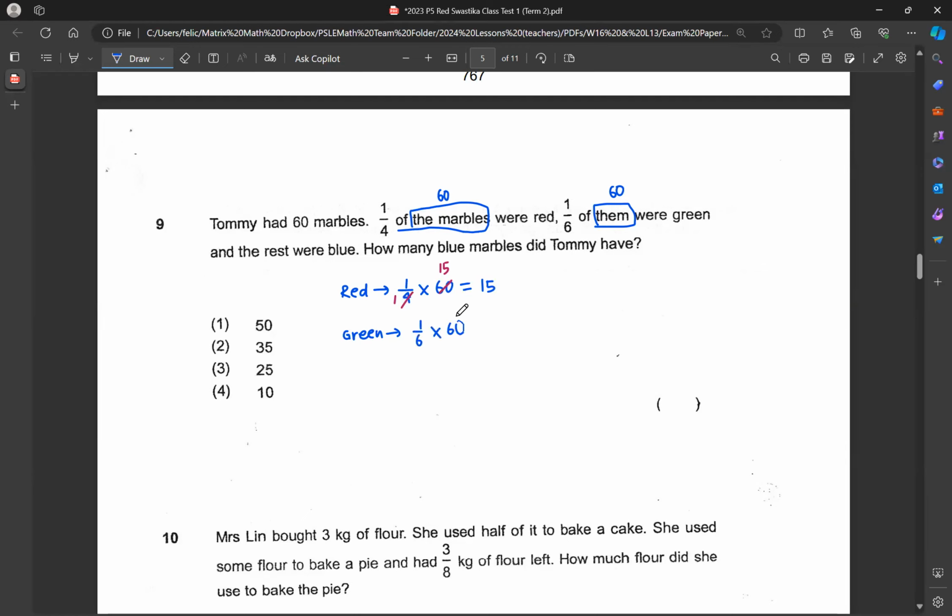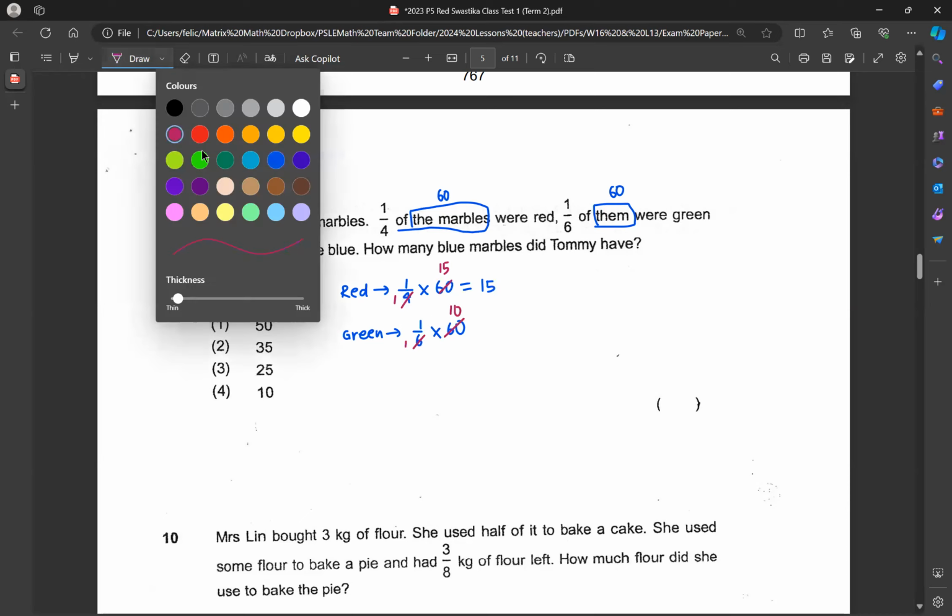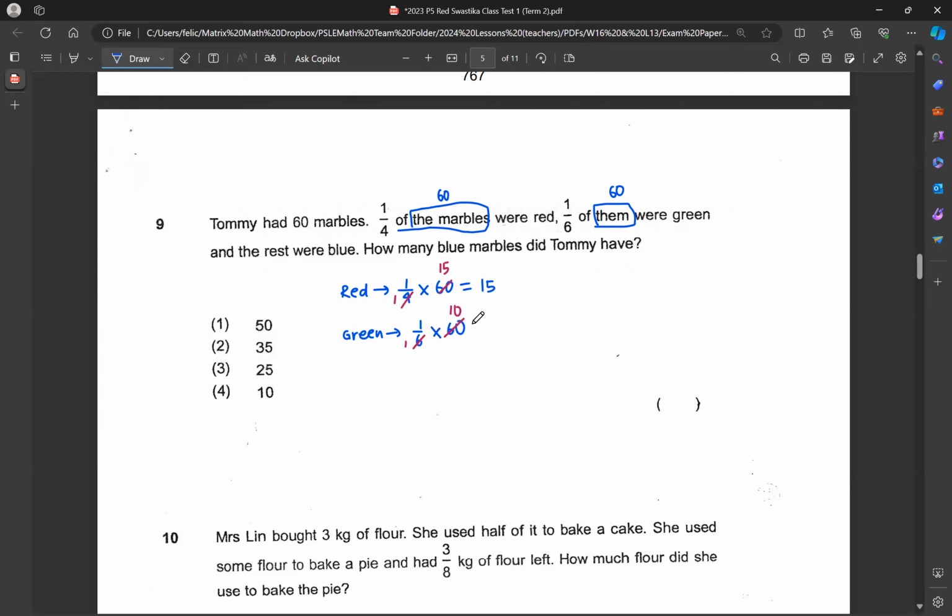Okay, let's cross cancel again. 6 and 60 both can divide by 6. So this divide by 6, this divide by 6. And this gives us a 10, 1 times 10. All right, so 10 green marbles.